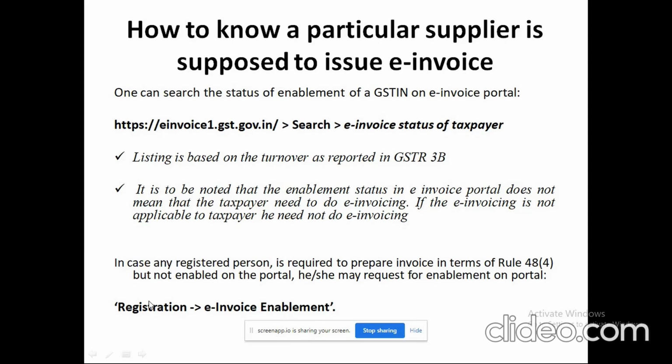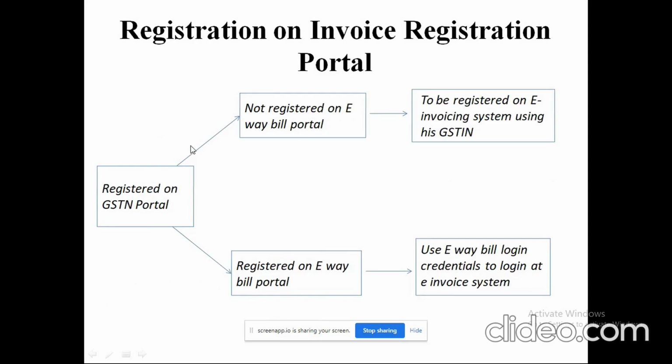Then we will understand registration on the invoice registration portal. The basic condition is that the taxpayer should register himself on the GSTN portal. If that taxpayer is not registered on the e-waybill portal, he needs to register under the IRP using his GSTIN. He should generate a user ID and password using his GSTIN.